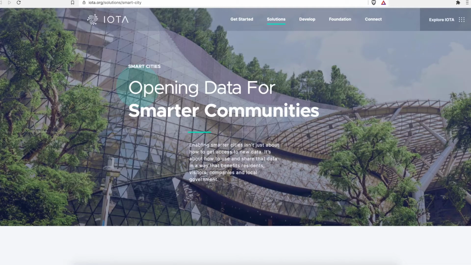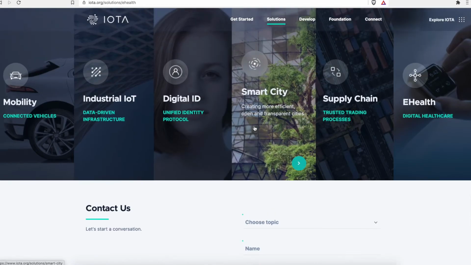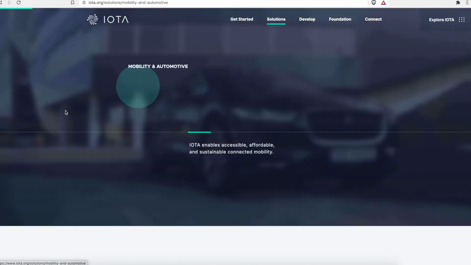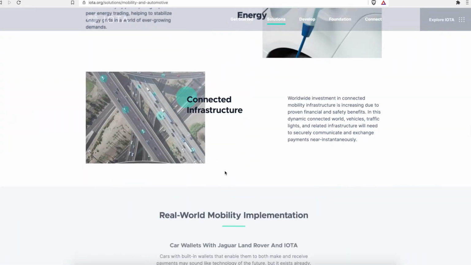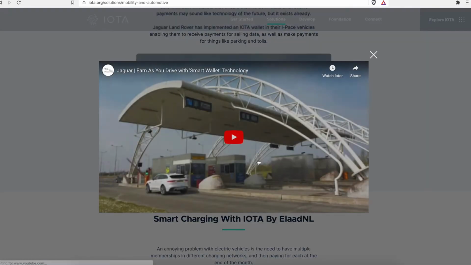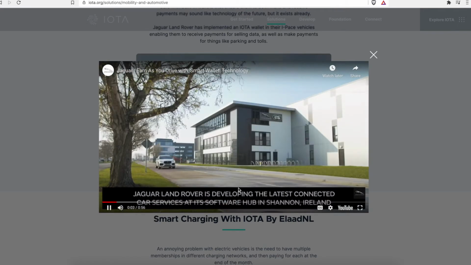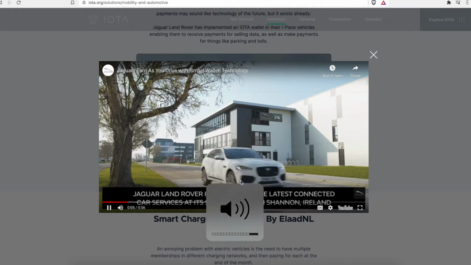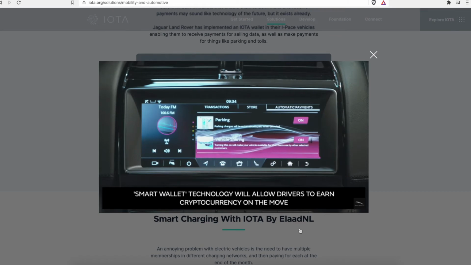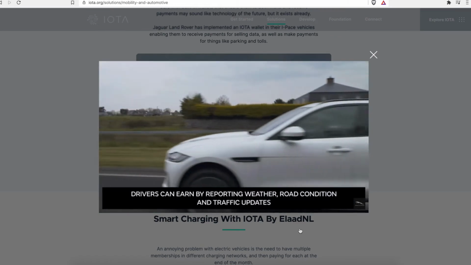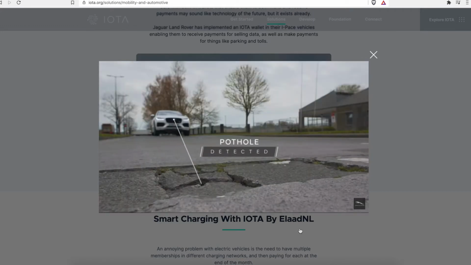So another cool thing I was looking at that they have going for it is, here it is, connected vehicles. So check out this video right here. How interesting is this? So your car has its own wallet now. So you can drive, report weather conditions, road conditions. Your car can earn money.